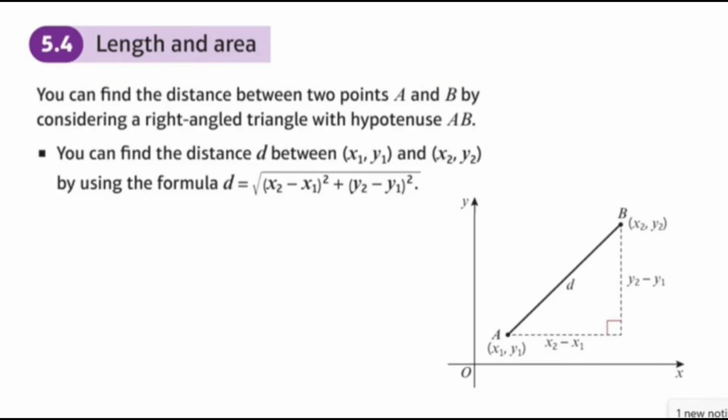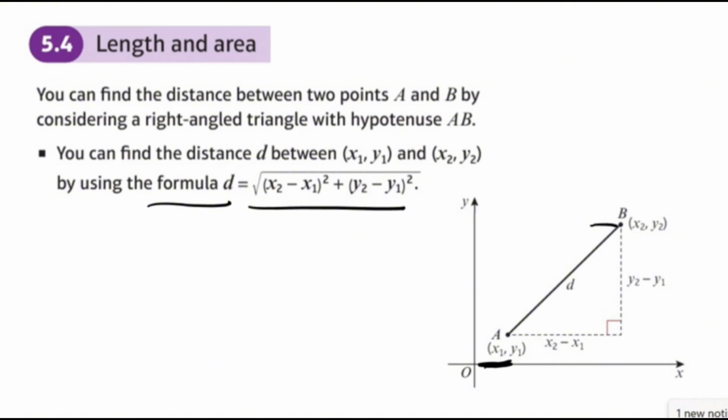Topic 4 is length and area. If you want to find the length between two given coordinates, as you can see in the diagram, coordinate A and coordinate B, which are (x1, y1) and (x2, y2), we can use the formula square root of (x2 minus x1) squared plus (y2 minus y1) squared. This is called the distance formula because we can find the distance between two coordinates.